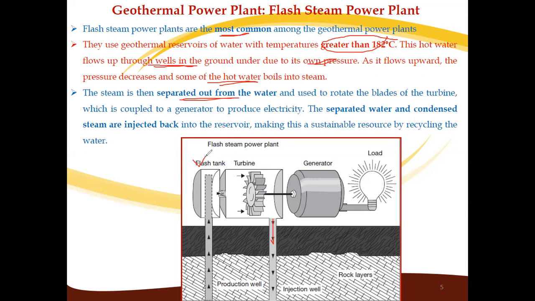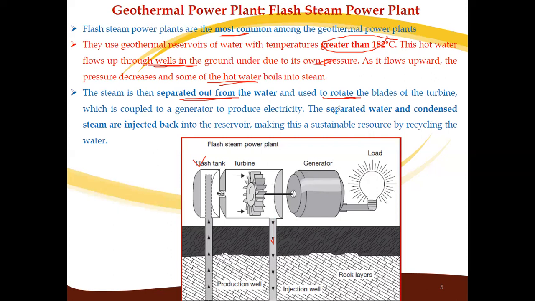In the earlier case, that is in dry steam, there is dry steam directly. So there is a heat exchanger device, and from that, the dry steam directly passes to the steam turbine. Here we separate out the water content in this steam, and that steam is used to rotate the blades of the turbine. Then this turbine is coupled to the generator, where the generator produces electricity.